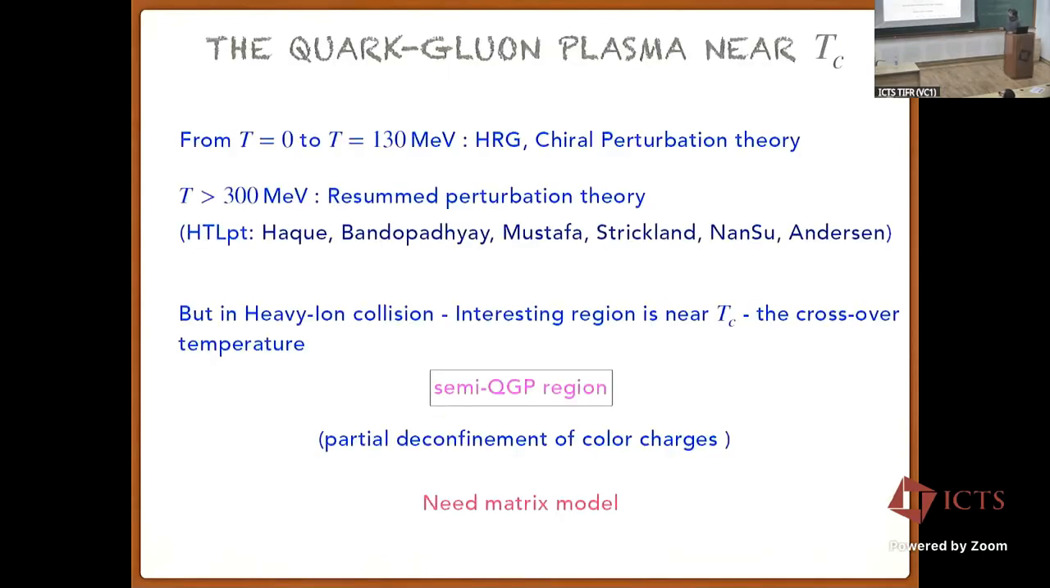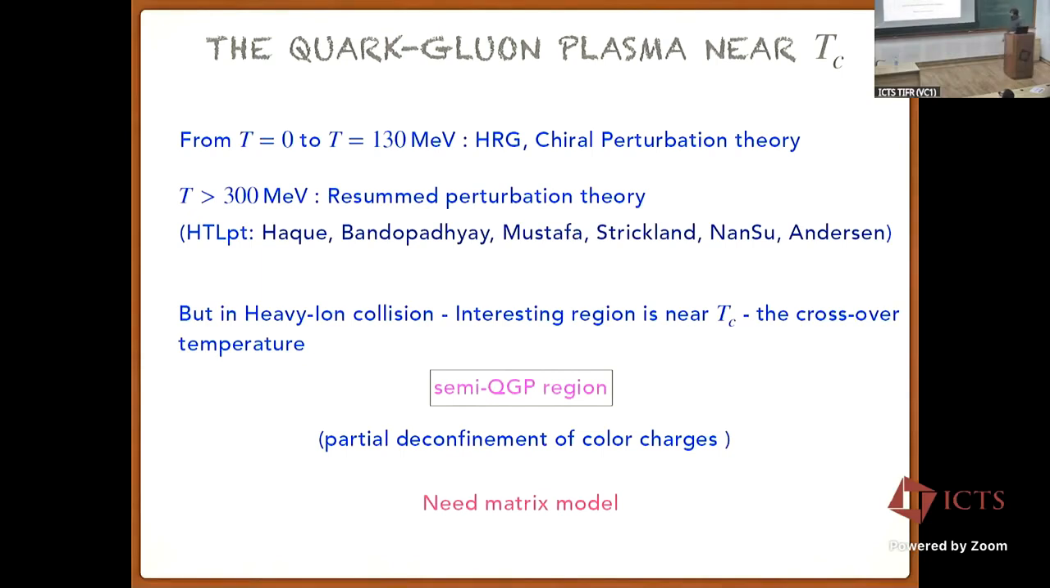So, you know this Quark-Gluon Plasma. For the low temperature regime, say from 0 to 130 MeV, we have very successful models, say the HRG model and chiral perturbation theory. At the higher end, above 300 MeV, we have some recent perturbation theory, and one of the most successful ones is HTL perturbation theory. The significant contributors are Najmul Haq sir, Aritrada, Munshi sir, Strickland, Nansu, and Andersons.